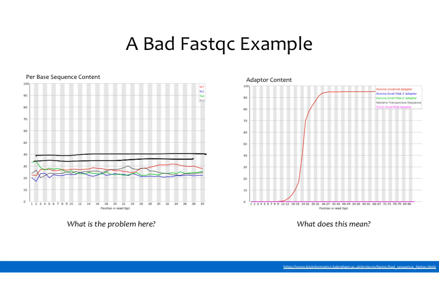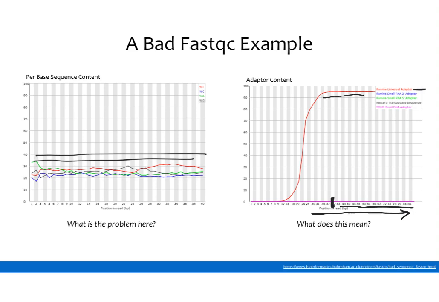And then this one looks at adapter content. Red is the Illumina universal adapter. And we can see here that it is contaminating the sequence as we go further along the read. This is our position in the read. We saw before that it should have ended at 40, but now we're seeing that we have these reads that are much longer than 40. And these reads are highly contaminated with the adapter.